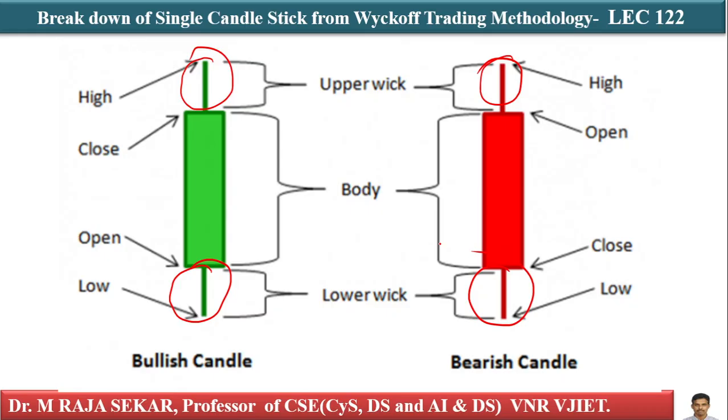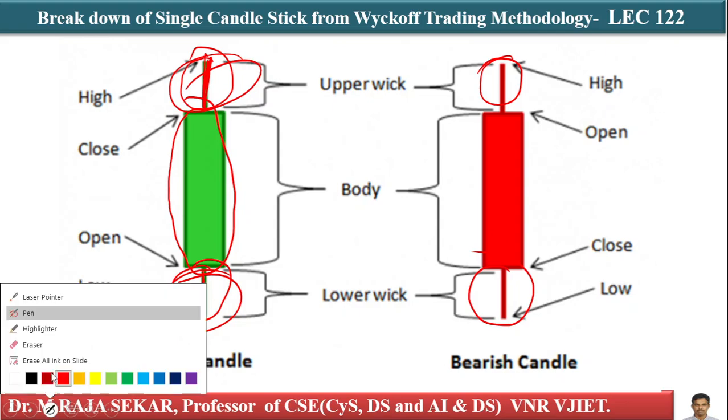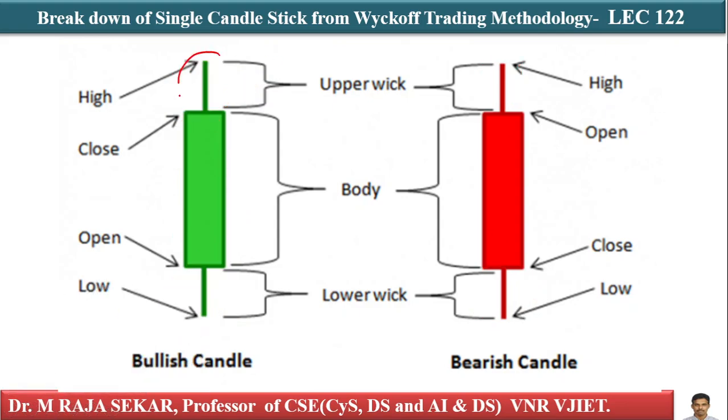What is wick? The vertical line extending above the body. This is body. This one is above the body. This one is below the body. This is known as upper wick. This is known as lower wick, isn't it? In a candlestick, the upper wick is the section between high and body top, isn't it? In a candlestick, what is upper wick? This is upper wick.